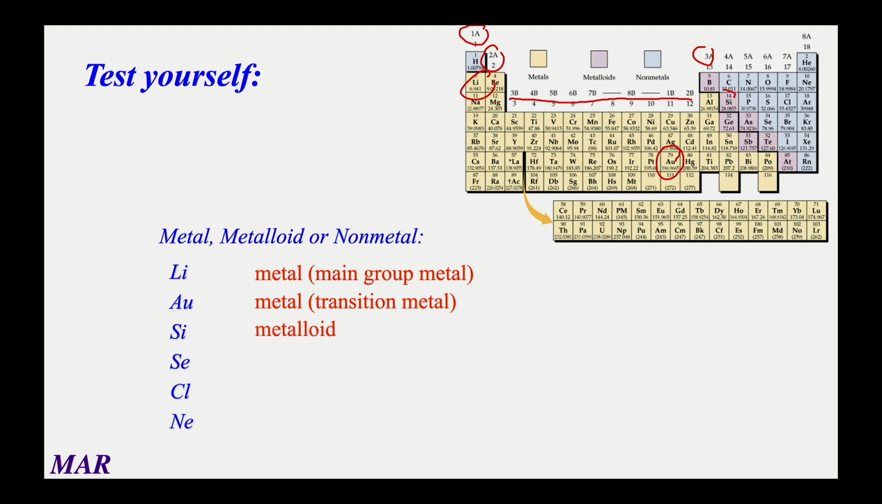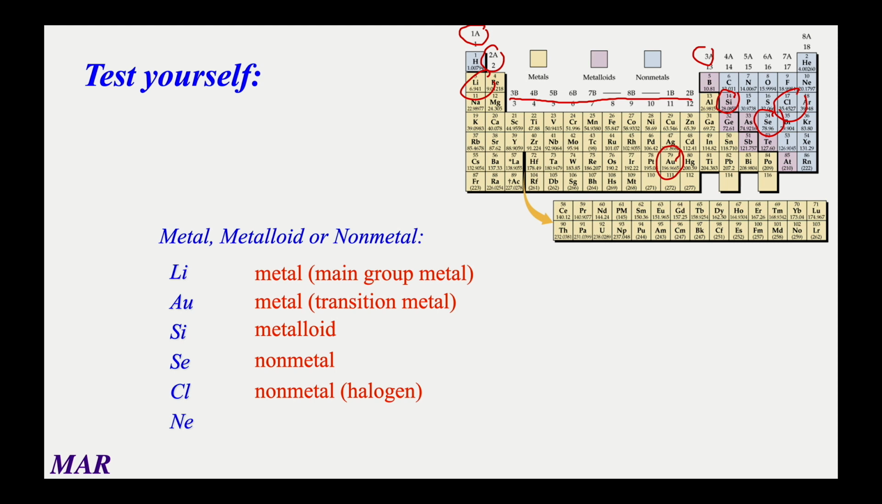Silicon is one of the purple ones, so that's a metalloid. Silicon can act both like a metal and a non-metal. Selenium, which is number 34, is a non-metal, so no problem. And chlorine, up to the right of selenium, that's a non-metal as well.